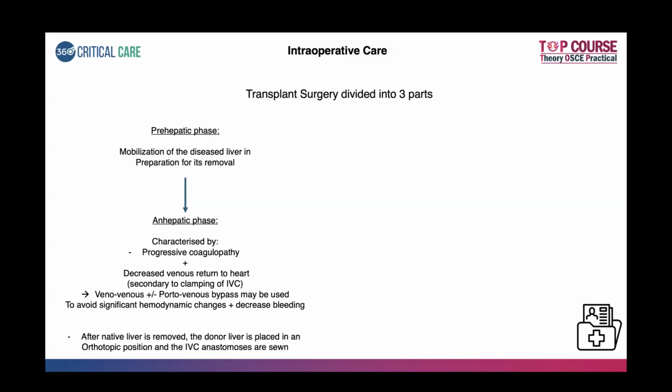So a method that can be used to circumvent this problem is you can go with either a veno-venous or a portovenous bypass, which can be used to avoid significant hemodynamic changes and decrease the bleeding. After the native liver is removed, the donor liver is placed in an orthotopic position and then the IVC anastomoses are sewn. So this is about the anhepatic phase.